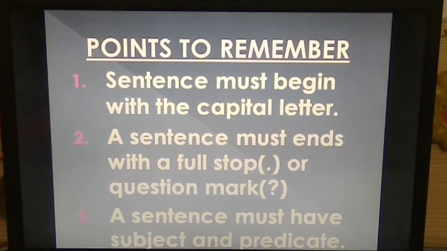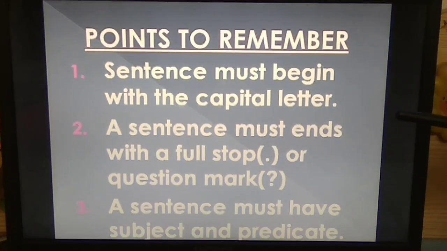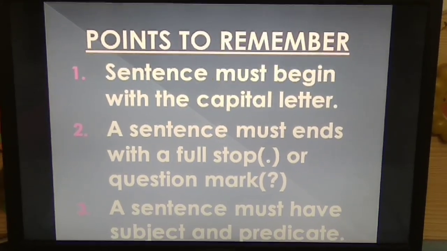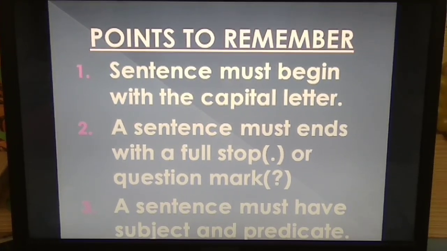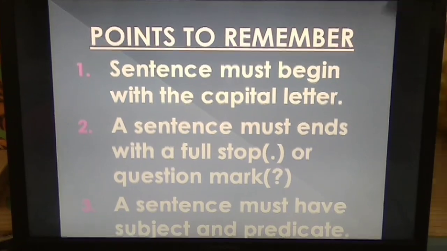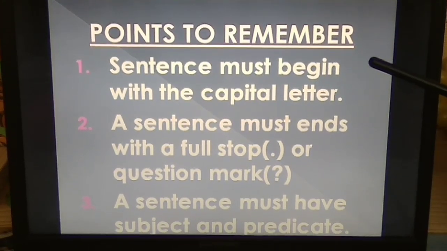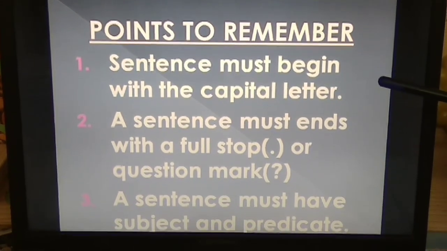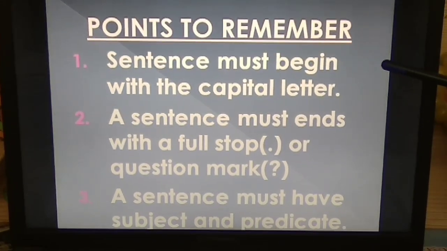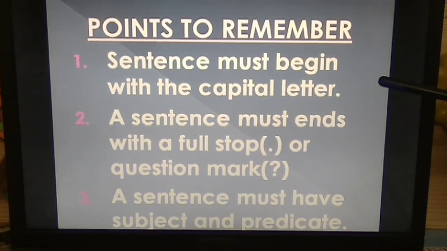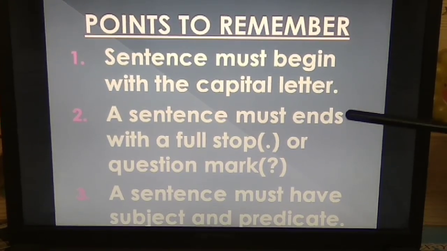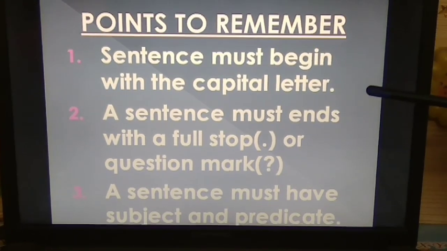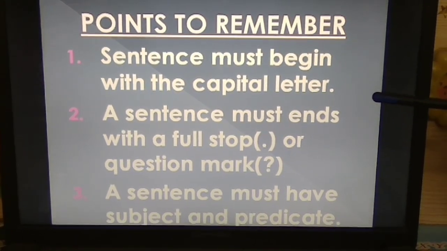In making a sentence, you must remember 3 points. What are those 3 points? Do you remember those 3 points? Yes. First, a sentence must begin with a capital letter. When you start a sentence, it must have a capital letter. It should start with a capital letter. A sentence must end with a full stop.